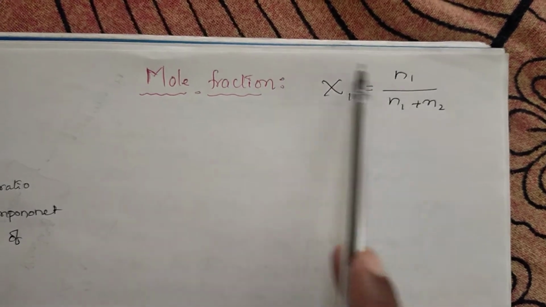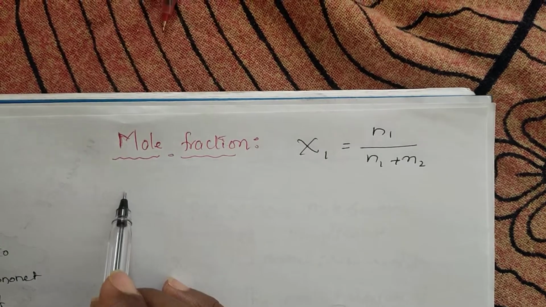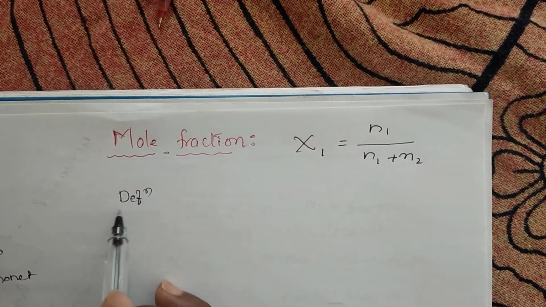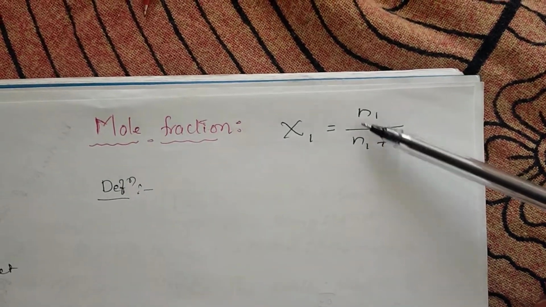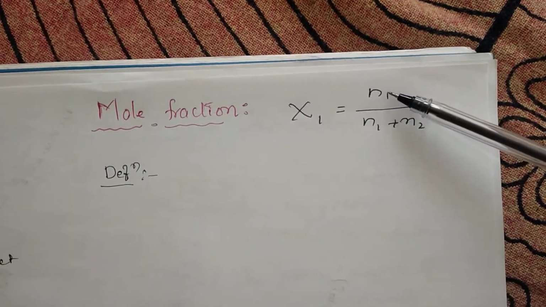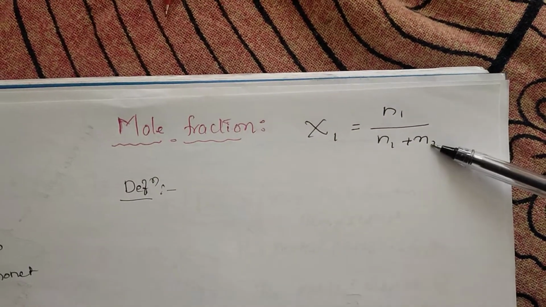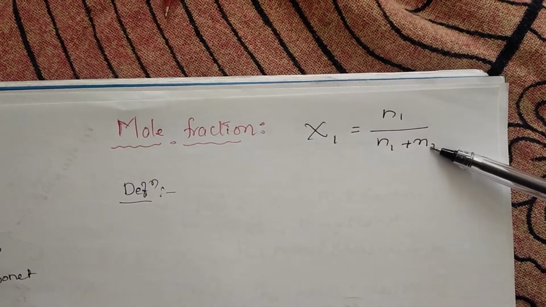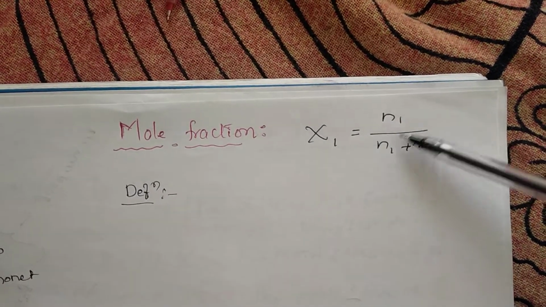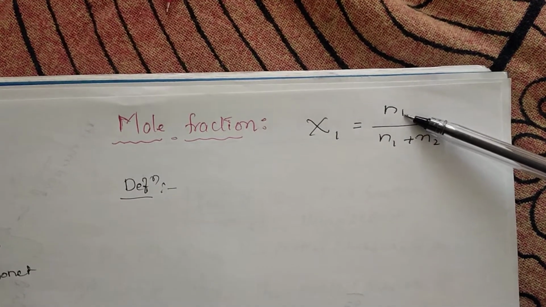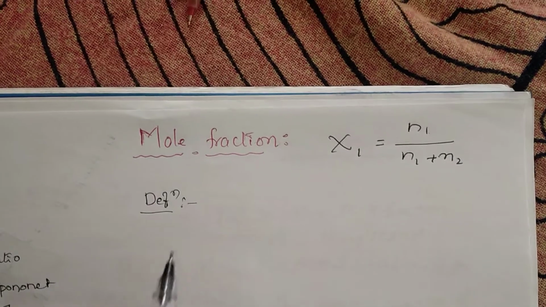So what is the meaning of this? From this formula we read the definition. It is the ratio of the number of moles of one component to the total number of moles of all components in the solution. That's it. So I am writing the definition here.